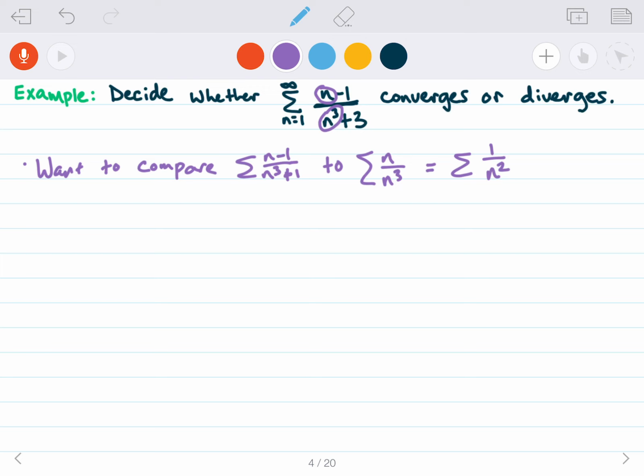So you want to ask yourself, is this thing the bigger one or is this thing the bigger one? Think about that. Which one has to be the bigger one? And if you want to list out terms, you can by doing, you know, n equals 1 compared to n equals 2 and so forth. The bigger one here is going to be this guy.